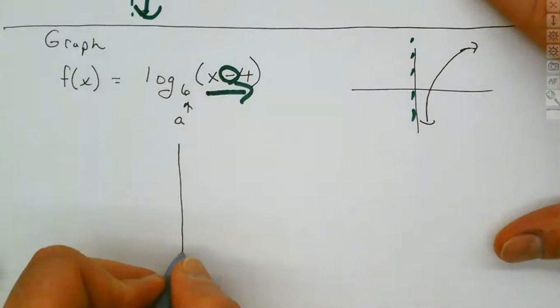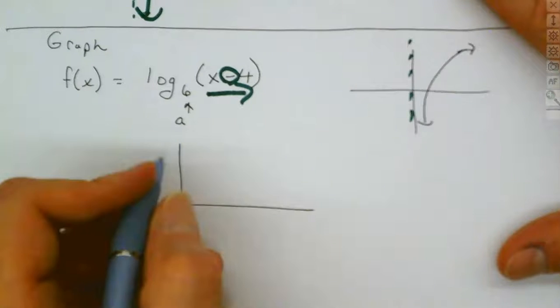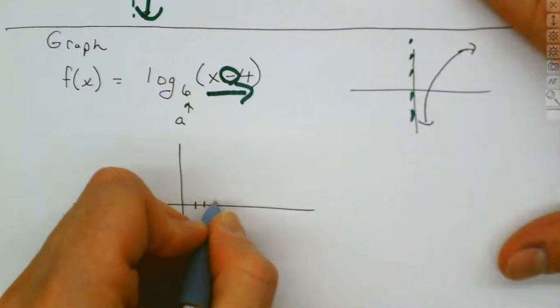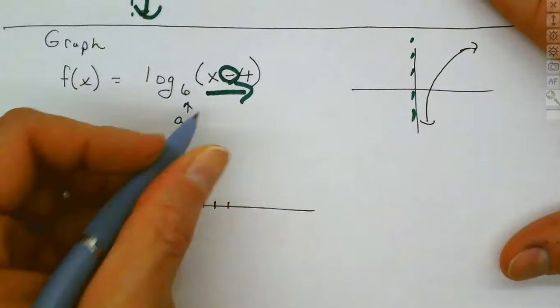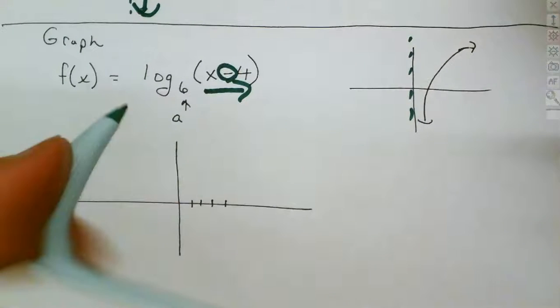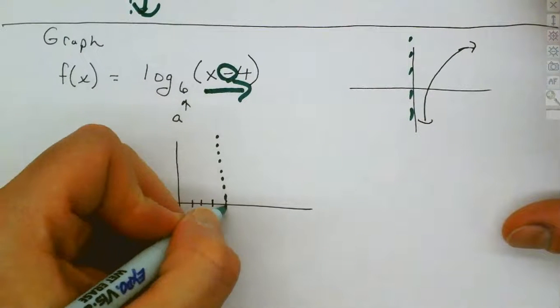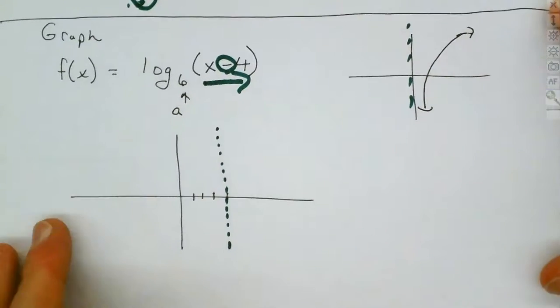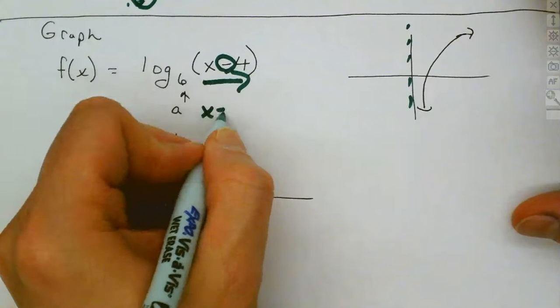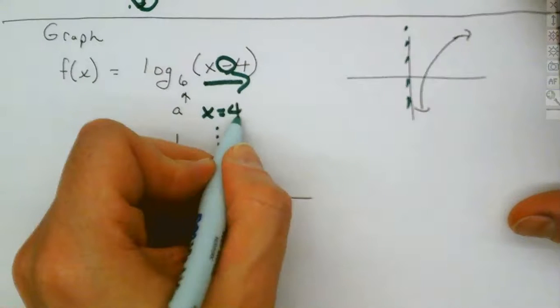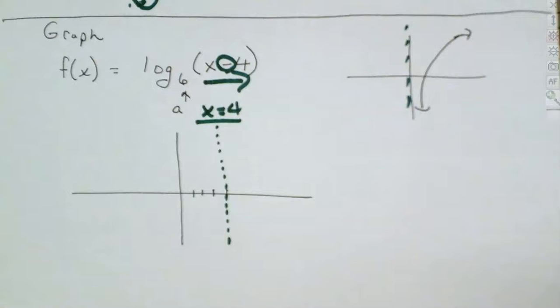Where's my horizontal line? At 4, right? Or sorry, my vertical line. My vertical line here is at 4. So we draw that. And remember, from 3, 5, remember, these are called asymptotes. So that's going to be at x equals 4, and that's your vertical asymptote.